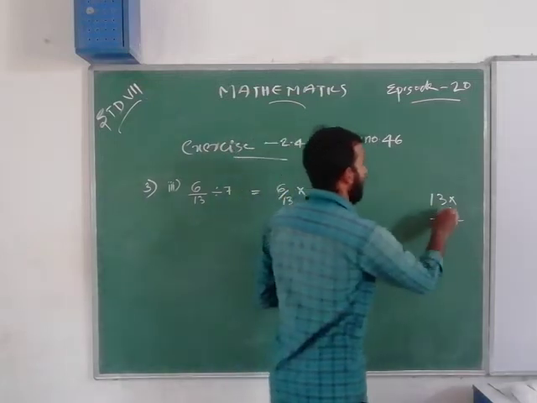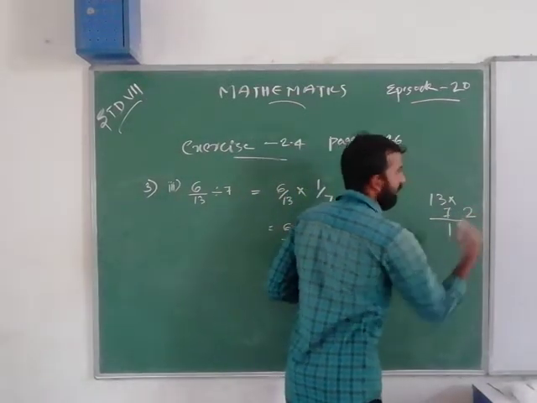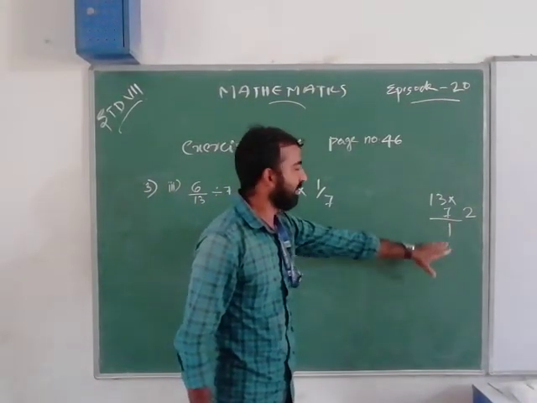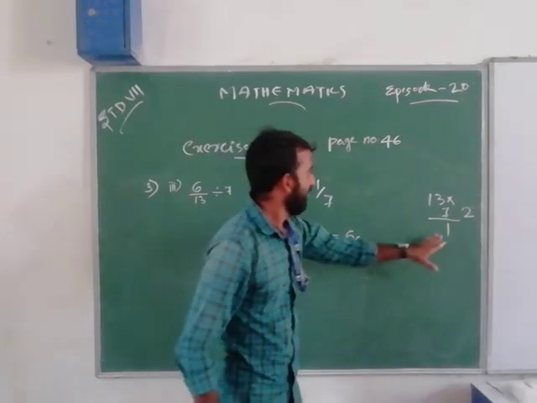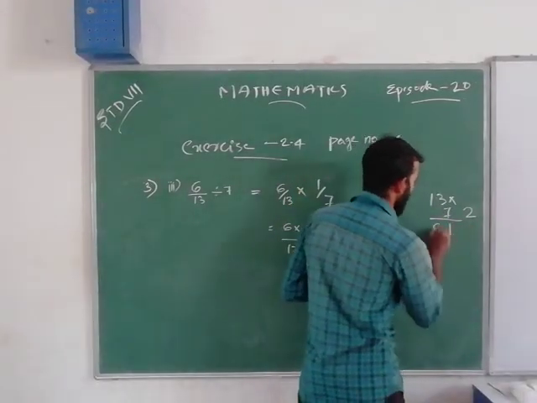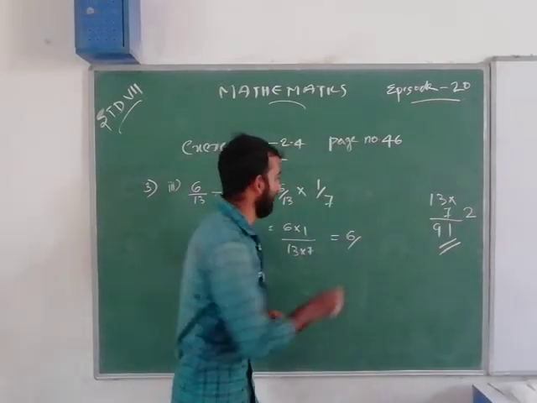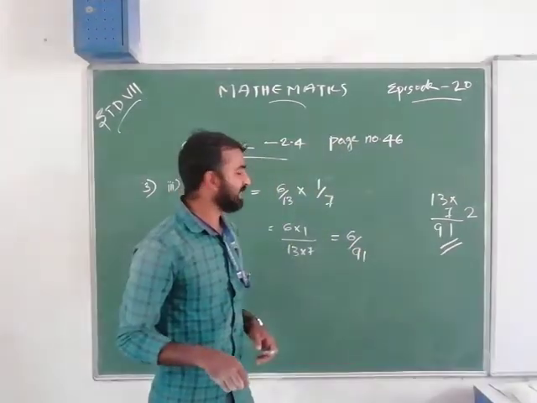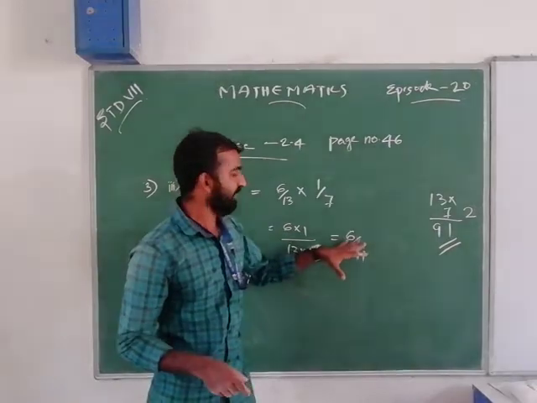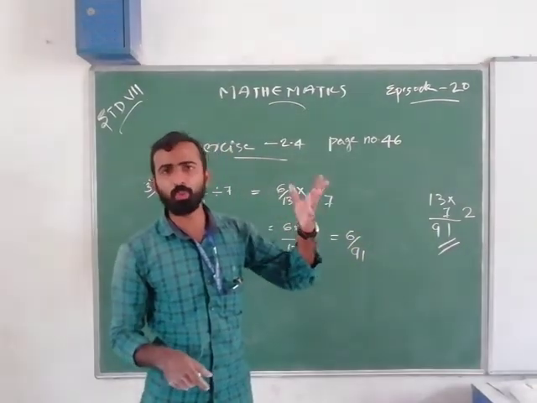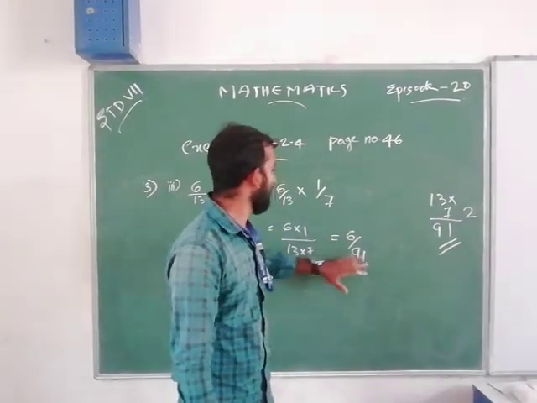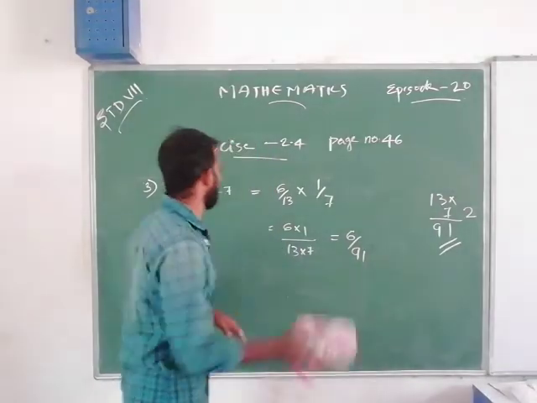13 into 7: 3 into 7 is 21. That is 1, and 2 is carried. 1 into 7 is 7, and 7 plus 2 is 9. We get 91. That is 6 by 91. Any common factor in this? No, we didn't find any common factor like 2, 3, 4, etc. So we can write 6 by 91. The answer is 6 by 91. Is it? Yes.